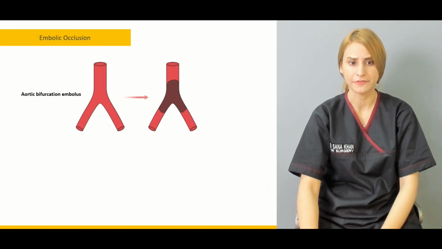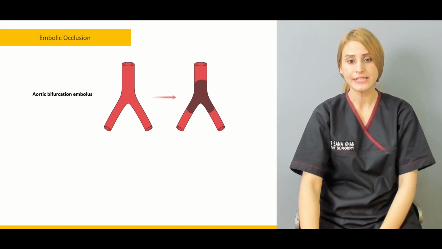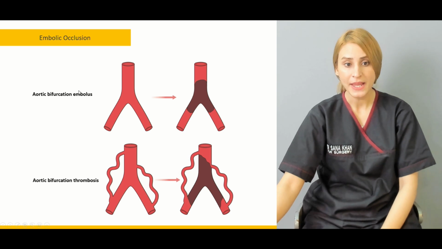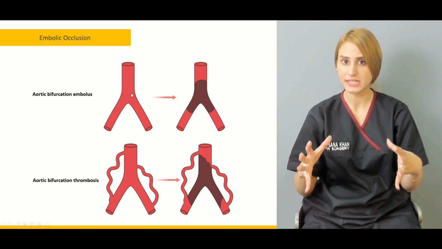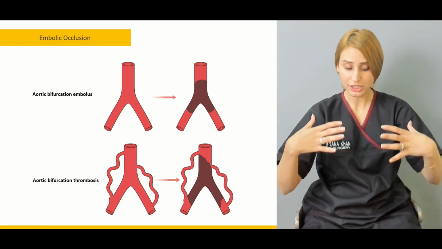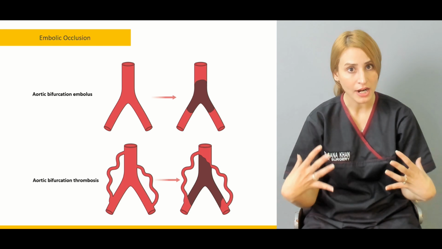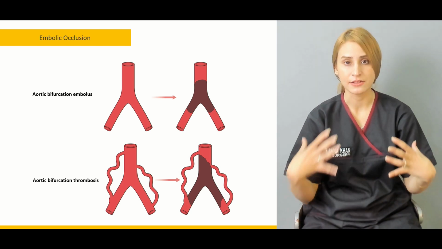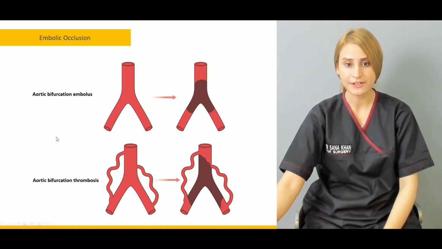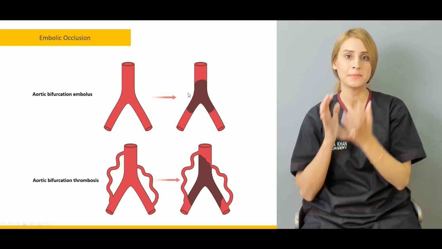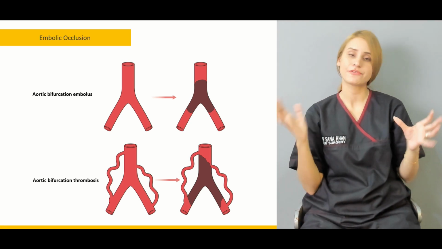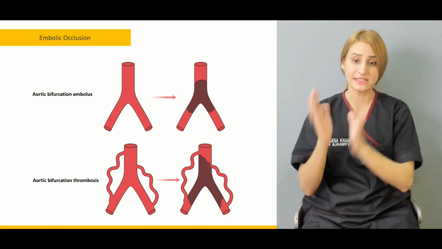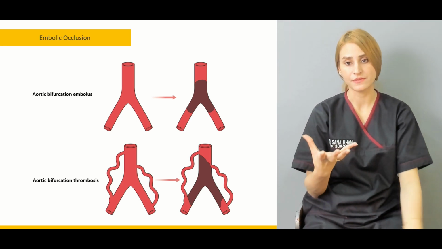That's why it's very much important. If you look at the diagram, this is the aorta, and this is particularly the abdominal aorta. The abdominal aorta divides into the common iliac arteries, the right and the left common iliac. Most of the time these emboli get dislodged from their primary location and get stuck in the bifurcation of the abdominal aorta.